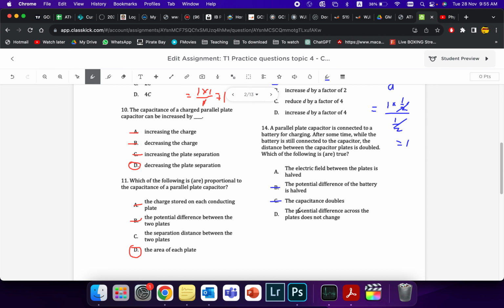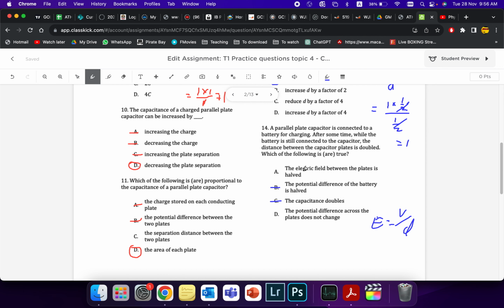The potential difference will actually, it could change. That's interesting. Potential difference across the plates does not change. Which of the following is true? So potential difference. Well, it could change. It'll be different values. Yeah, maybe. That's actually an interesting question. I'm going to actually double check that one because the electric field, if that was to change, the potential difference will change. E equals V over D.